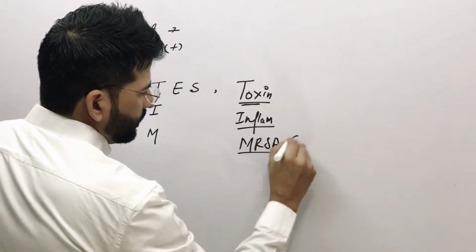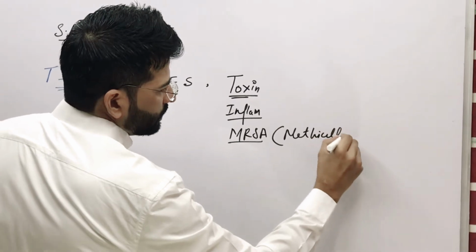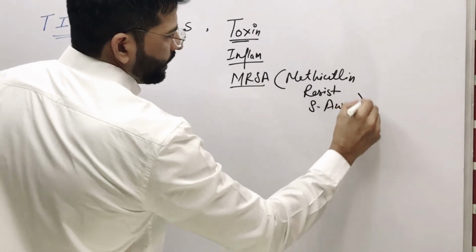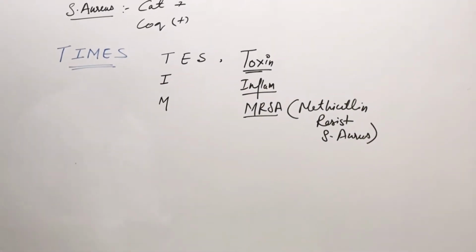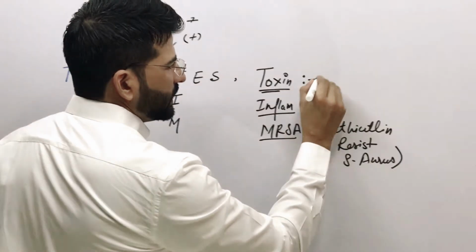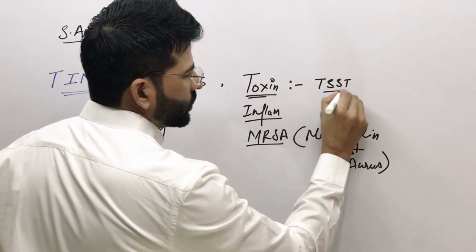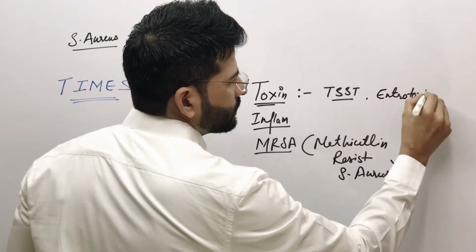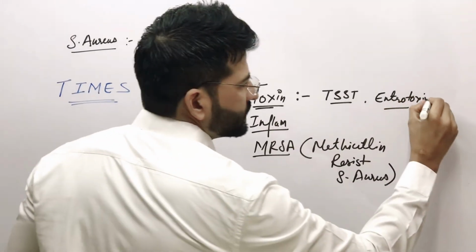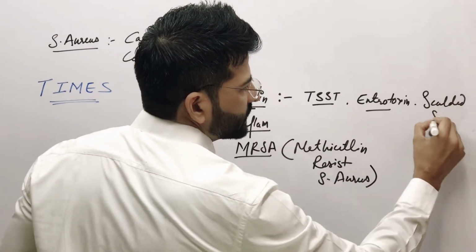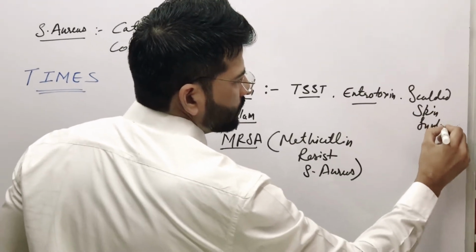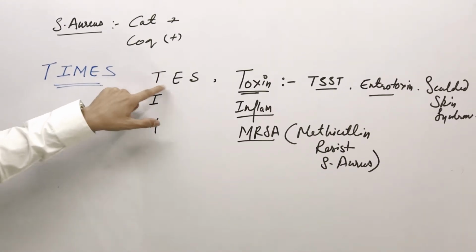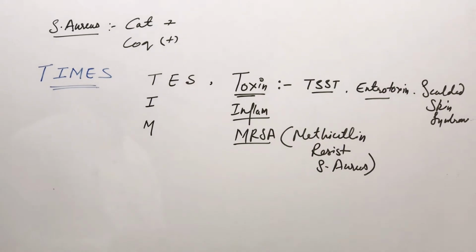What is MRSA? Methicillin resistant staph aureus. Now, the toxin which is produced by the staph aureus, what does it do? It produces toxic shock syndrome toxin. It does produce enterotoxin and it causes scalded skin syndrome. So this toxin is producing three things: toxic shock syndrome toxin, enterotoxin and scalded skin syndrome.